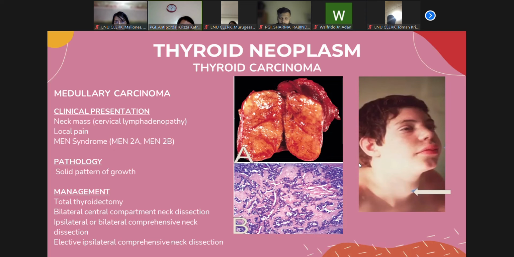Bilateral central compartment neck dissection should be included in the initial surgical management because of the frequent involvement of the lymph nodes. Ipsilateral or bilateral comprehensive neck dissection is done when the central compartment nodes are involved or palpable lateral cervical nodes are present. Elective ipsilateral comprehensive neck dissection is done when the primary lesion is greater than 1 centimeter. Next slide, please.